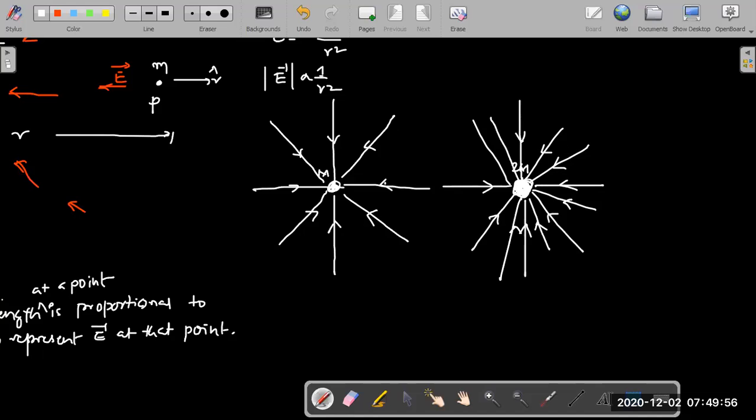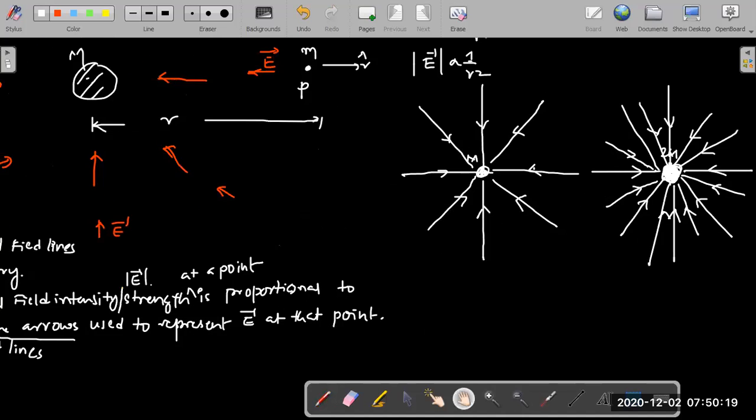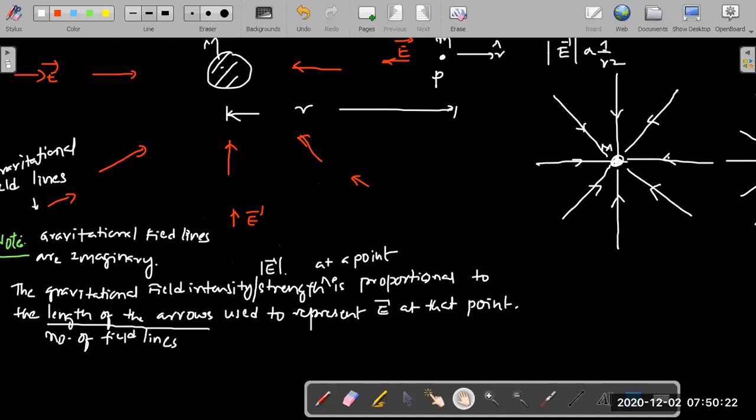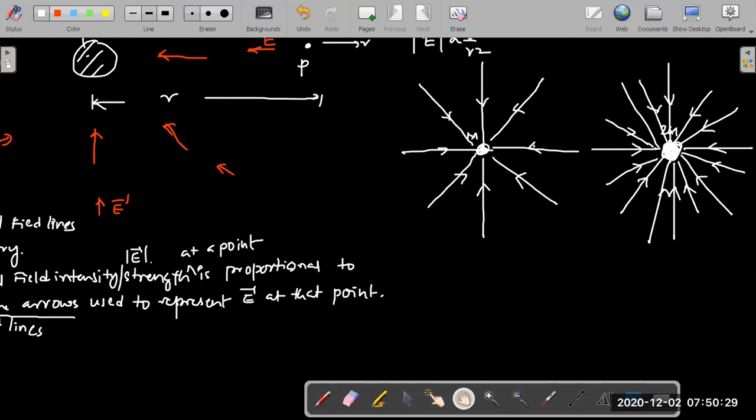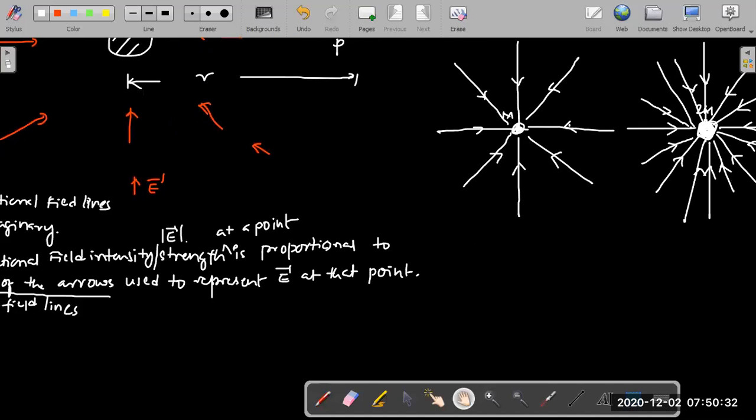By just looking at this diagram, we get a psychological feeling that this 2m is definitely a larger mass. So either you represent it using the length of the arrows used to represent field lines, or the number of field lines. Got the logic? Yes, sir.